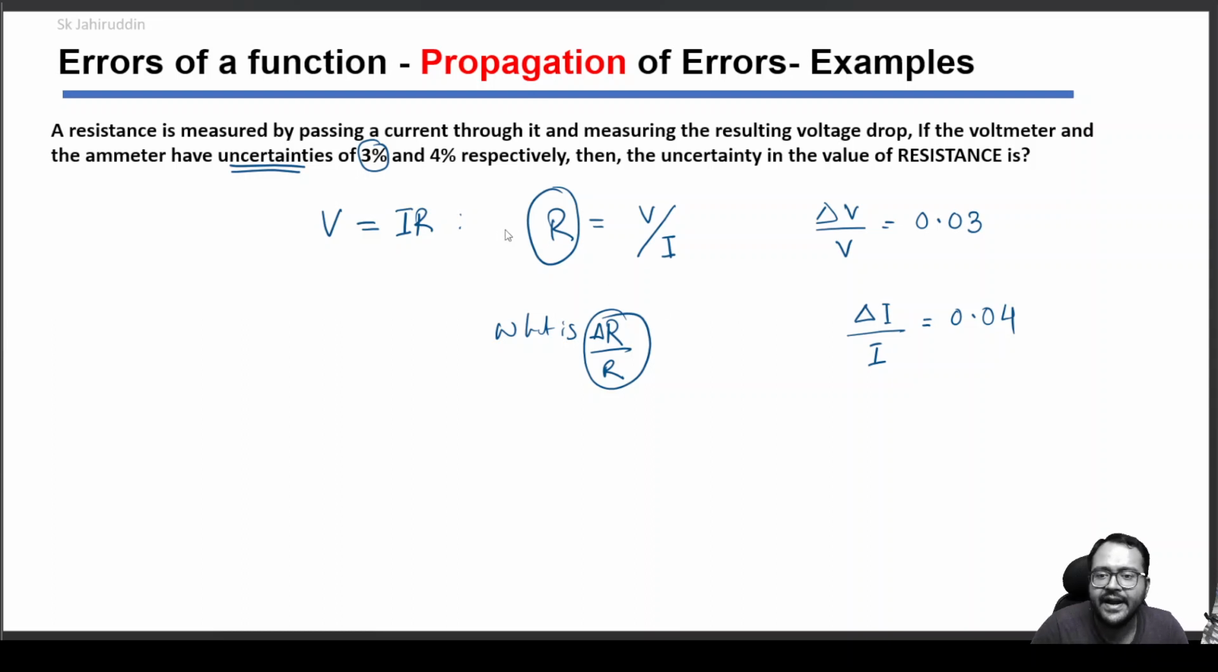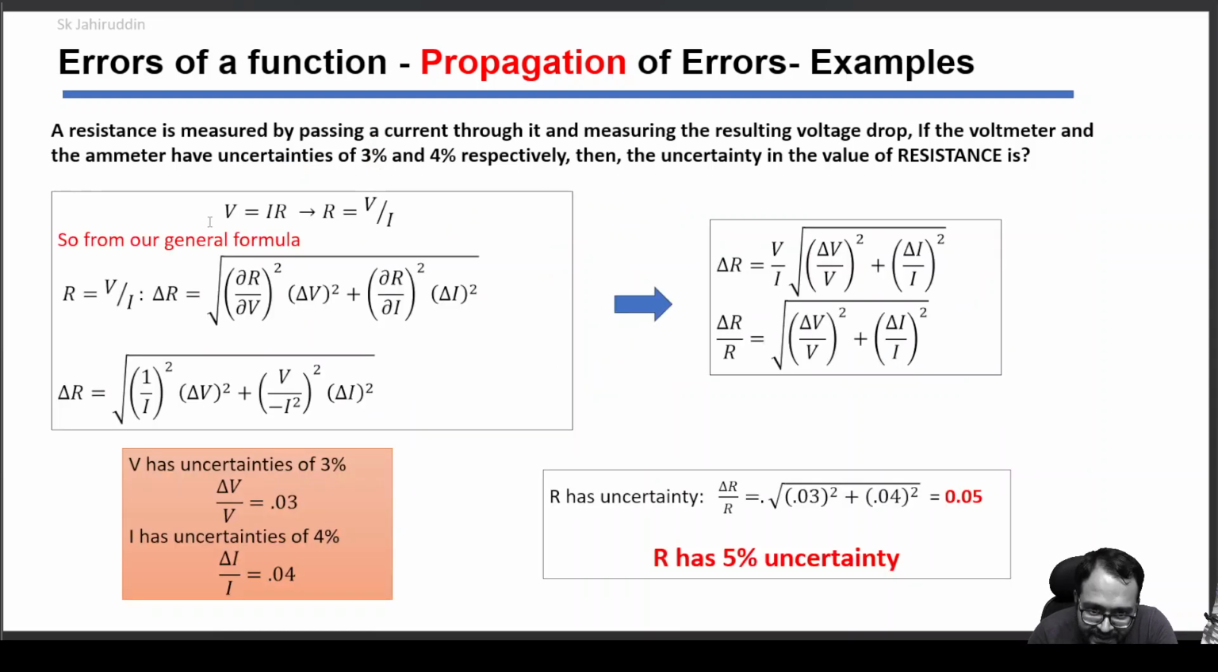So if I have this, now you think about the question. You have a voltmeter, you have an ammeter. We are trying to find the resistance. You know the values of V and I with their uncertainties. You need to find the uncertainty in R. What do I do? Okay guys, V equals IR, so R is V by I. Better to write in this form.